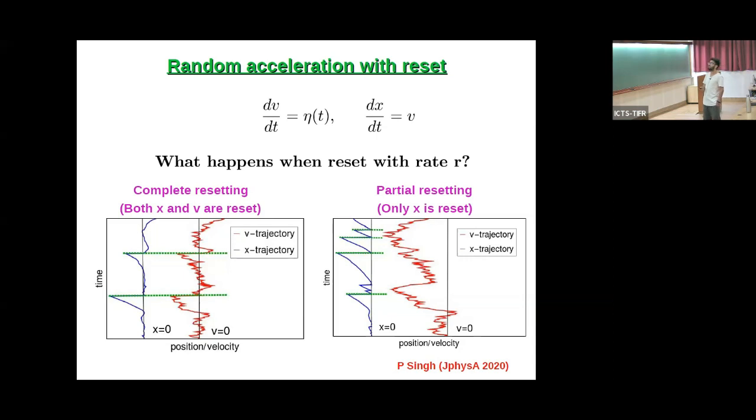So I considered two protocols for resetting. The first one is the complete resetting, where particle and velocity both are reset with some value. So here the red trajectory is the velocity trajectory, the blue trajectory is the particle trajectory. So both of them are undergoing resetting with some rate. So this is the complete resetting. On the other hand, for partial resetting, I considered that this velocity evolves uninterruptedly, whereas the particle, the position, is reset with some value. So this is the partial resetting. I'm only resetting the position.